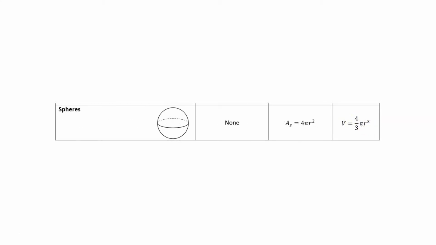For a sphere, there is no lateral area. There is, however, a surface area, and that is equal to 4 times pi times the radius squared. The volume is equal to 4/3 pi times the radius cubed.